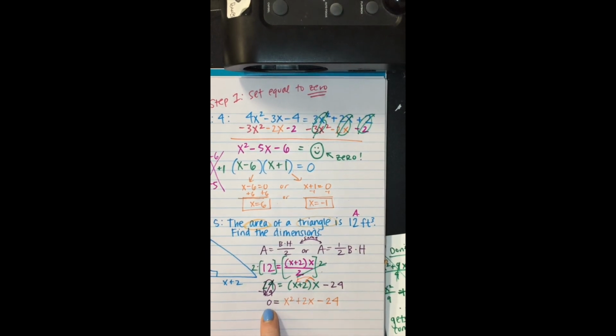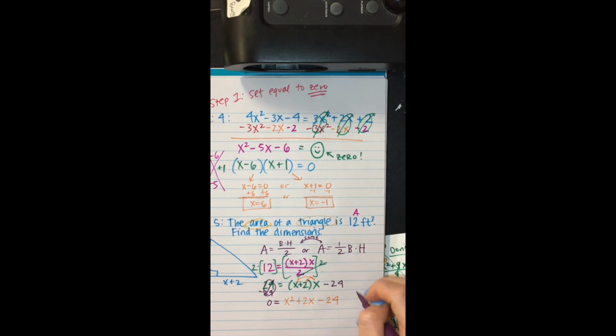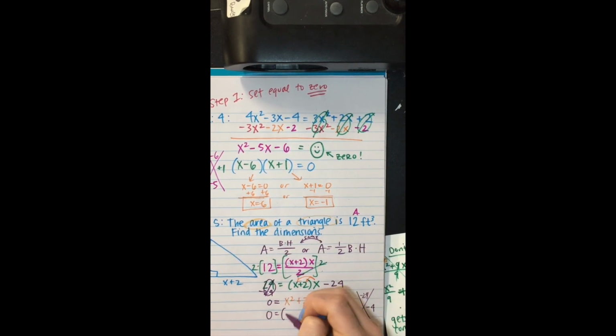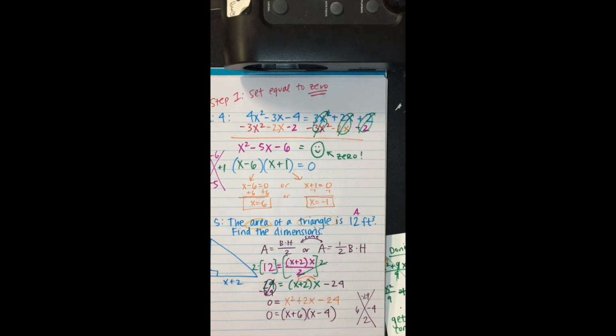Zero product property, I have the 0, I don't yet have the product. I have to factor this. Negative 24 and 2. What multiplies to negative 24 and adds to 2? It is 6 and negative 4. So I have 0 is equal to x plus 6, x minus 4.